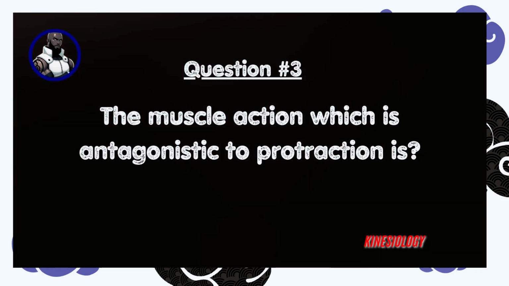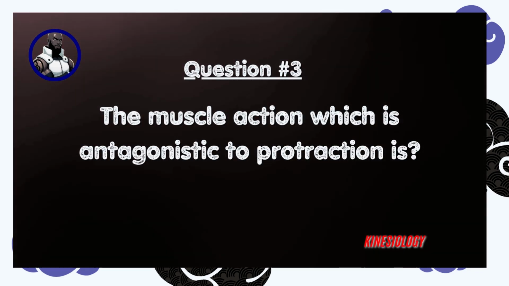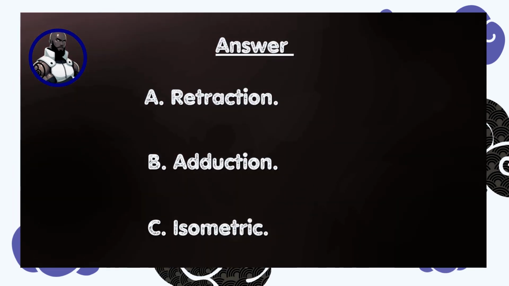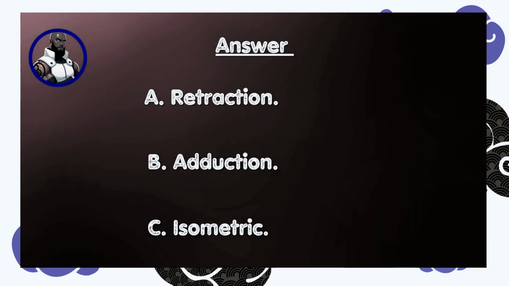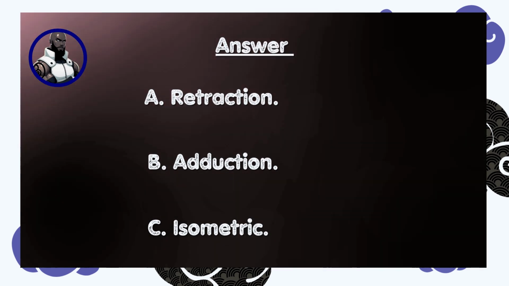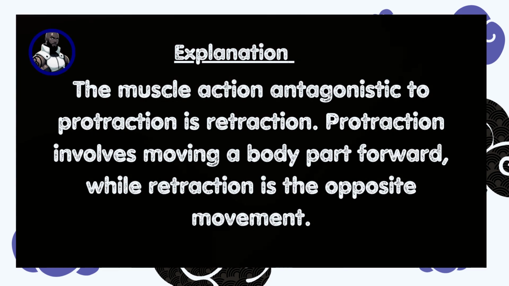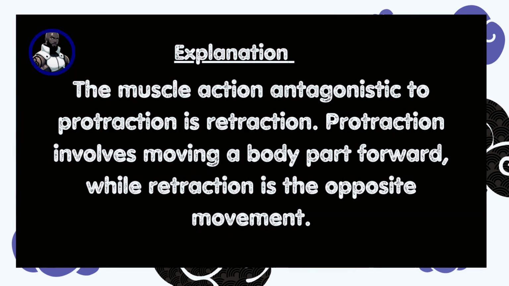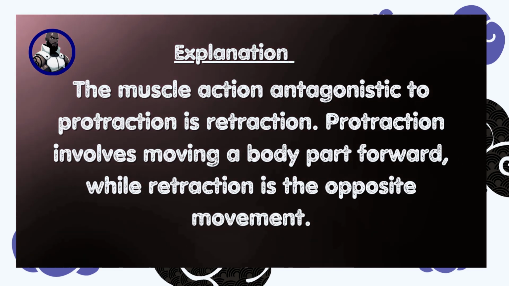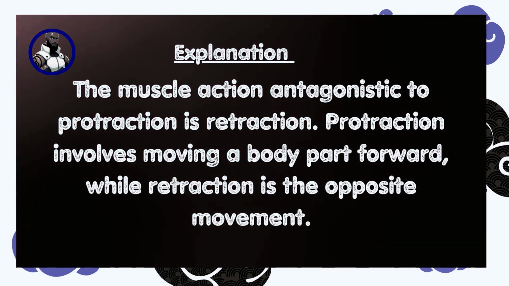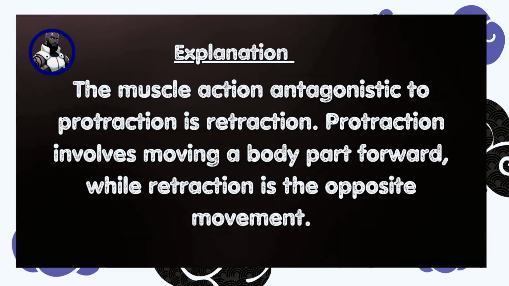Question 3. The muscle action which is antagonistic to protraction is: A. Retraction, B. Adduction, C. Isometric. And the answer is A. Retraction. Explanation: The muscle action antagonistic to protraction is retraction. Protraction involves moving a body part forward, while retraction is the opposite movement.